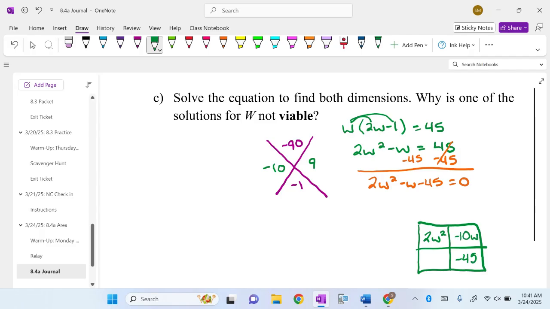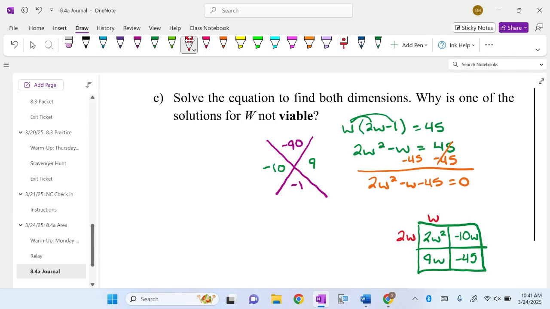Then I'll fill in the blanks with my two factors. So negative 10W and 9W. So what are the two values that need to go in the top left corner to represent the 2W squared? W and 2W. Where does the 2W need to go? Top or side? Side. Because 2 times not a whole number gives us 9, whereas 2 times a nice whole number gives us negative 10. So the 2W goes here, W goes on top.